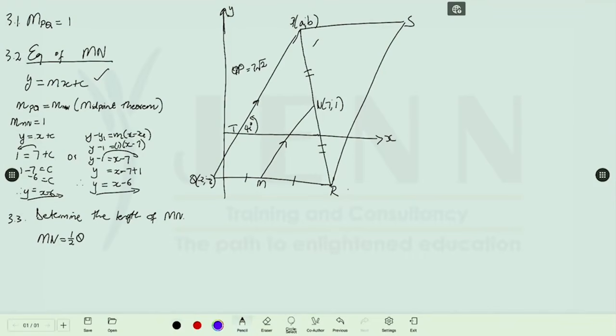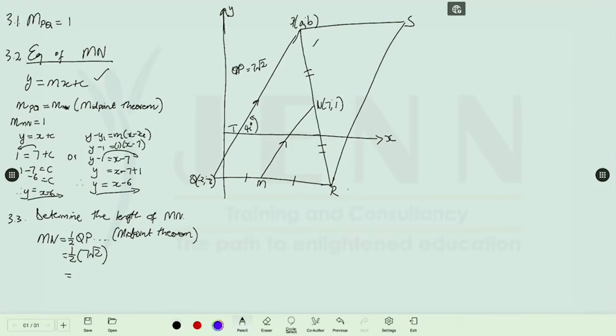The half of QP. You need to have a reason. Your reason, remember, is the midpoint theorem, from grade 10. Then we are going to substitute. We say the half of 7 square root of 2. Then our answer will have to be half multiplied by 7 square root of 2.